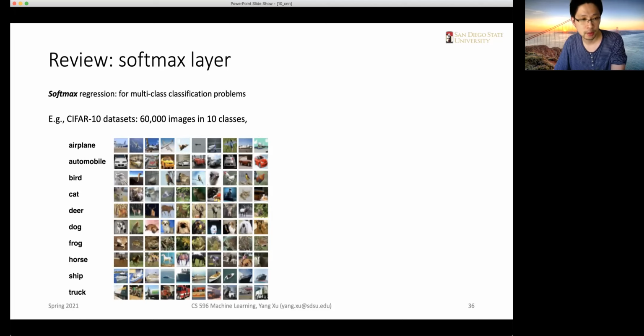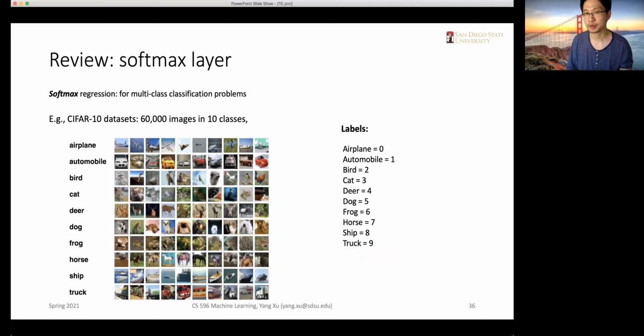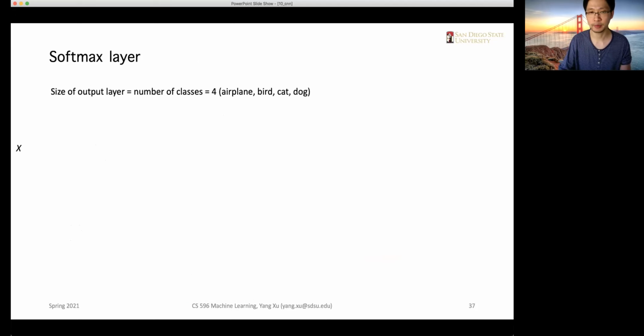In modern image classification tasks, in data sets like CIFAR 10 or CIFAR 1000, they have a lot of labels. In CIFAR 10, it's 10 categories of animals or objects to be predicted. The output labels can use integer numbers from 0 to 9 to indicate different labels.